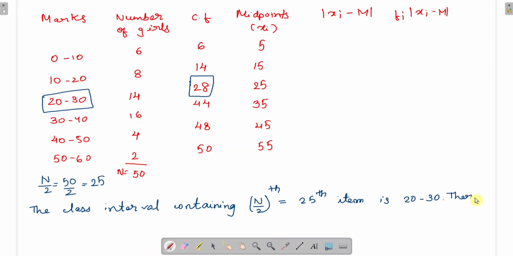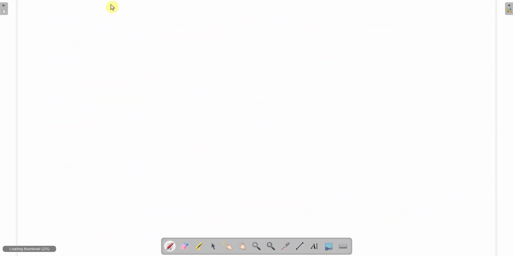Therefore the median class is 20 to 30. We want the median class to find out the median. So now let us find out the median.